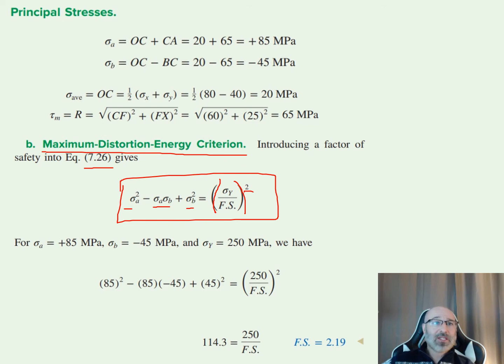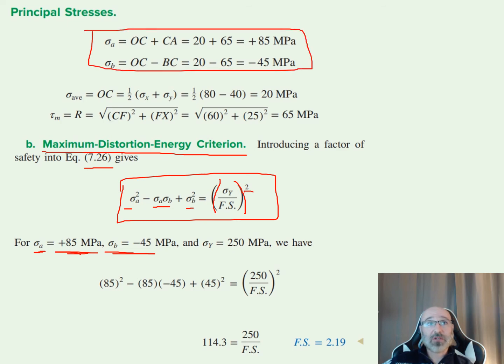We can see that our sigma A, if we go back there, was our 85 that we showed from our Mohr circle there. Our sigma B was a negative 45 that we showed as well. So we had both of those, sigma A and B, as our principal stresses right there. So I've recalled those out there. And now we have our sigma Y, which was given to us as 250 megapascals right there.